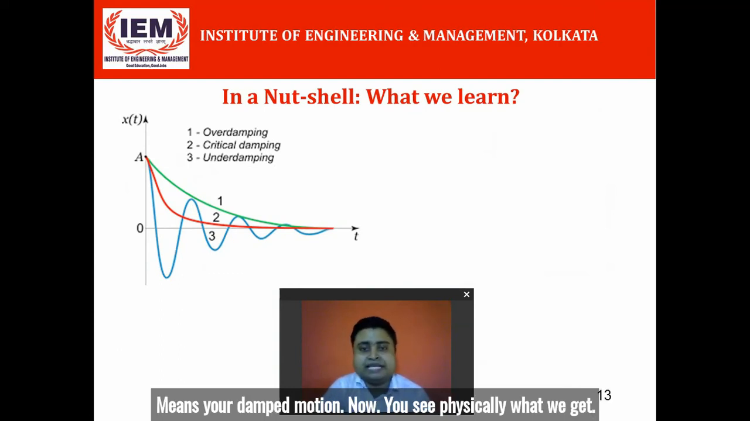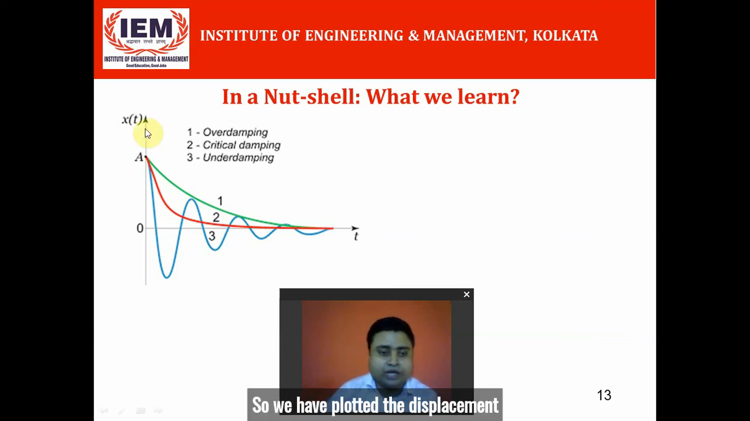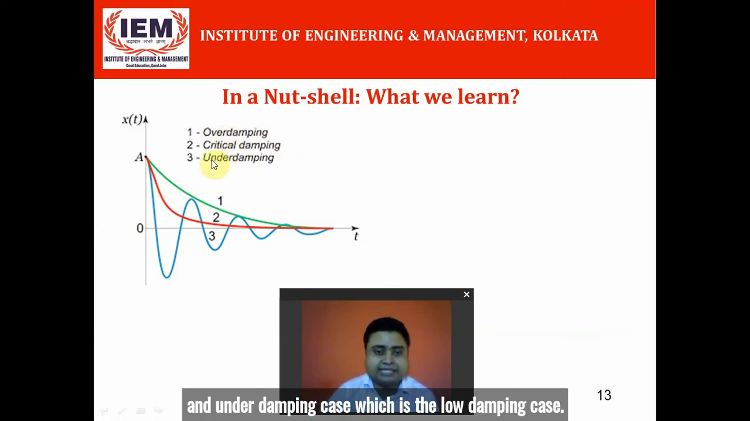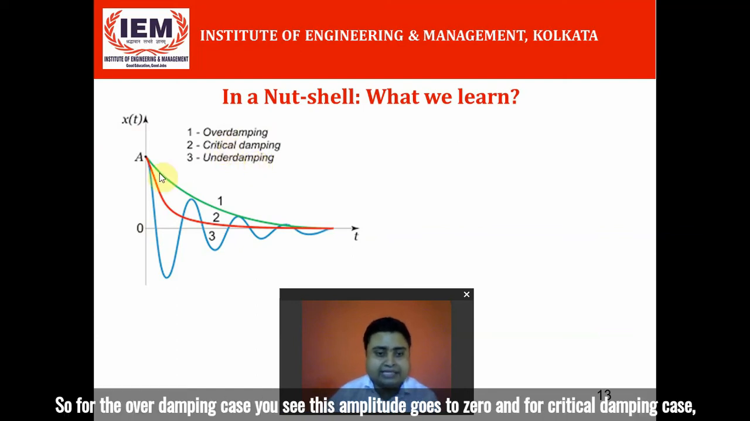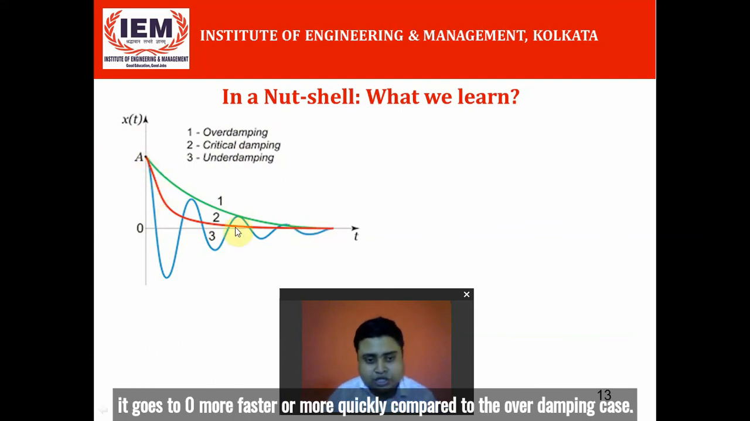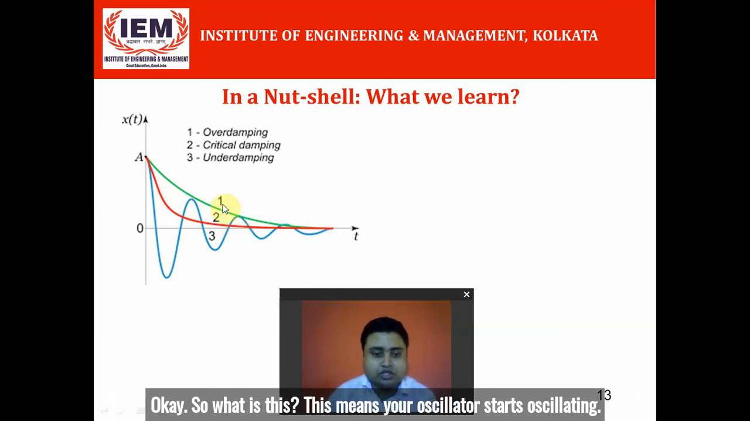Now you see physically what we get. We have plotted the displacement as a function of time for the three cases: the over damping case, critically damping case and under damping case, meaning the low damping case. For the over damping case you see the amplitude goes to 0, and for the critically damping case also the amplitude goes to 0, but it goes to 0 more quickly compared to the over damping case.